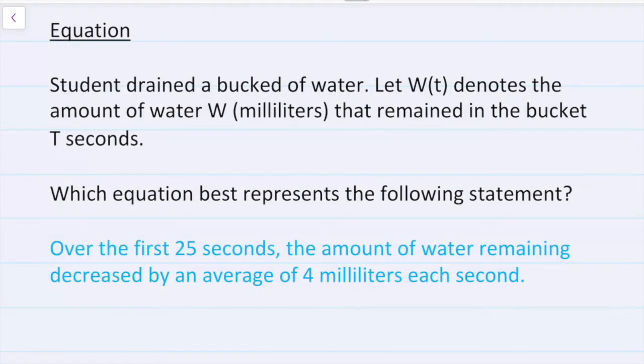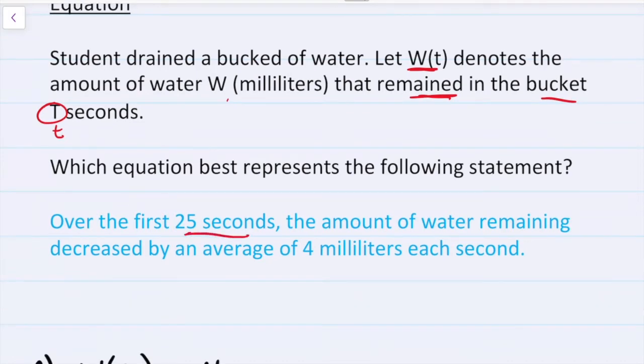This lesson is this equation problem. We have a student draining a bucket of water. They tell you that W(t), in other words the capital W, shows the amount of water remaining in the bucket after t seconds. And I'm sorry, that's supposed to be a lowercase t. Which equation best represents this statement?